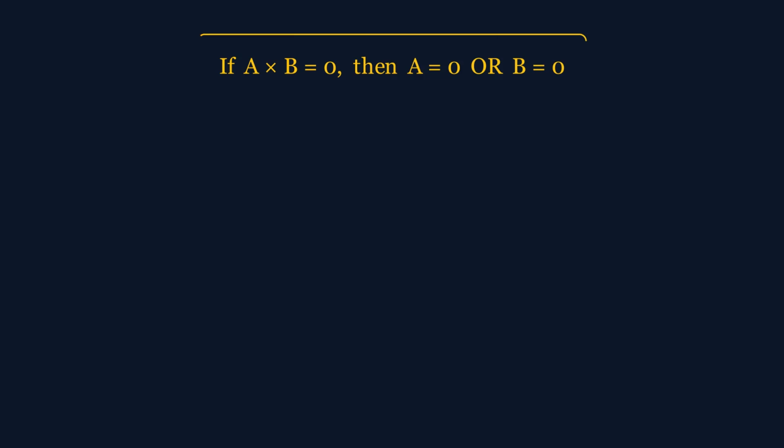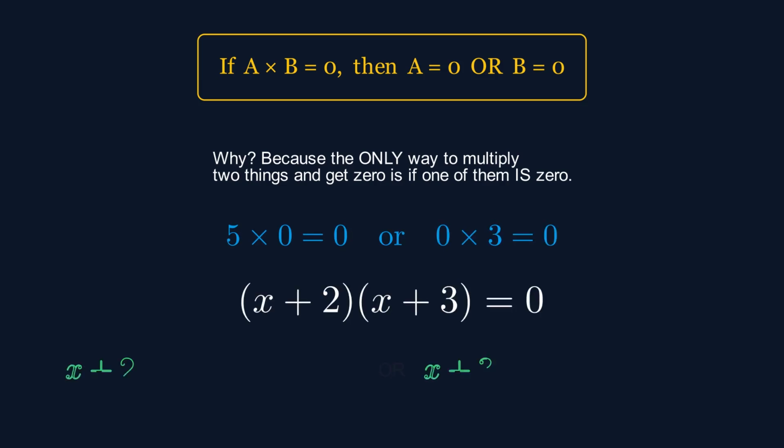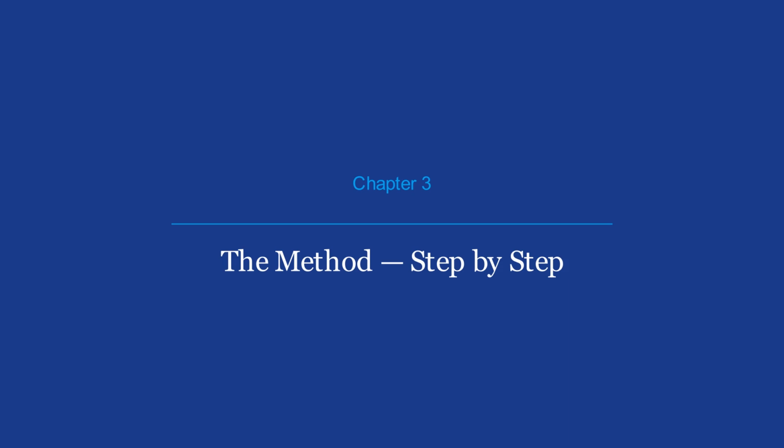Chapter 2, the zero product rule. This is the most important rule in this episode. If two things multiply to give 0, then at least one of them must be 0. If a times b equals 0, then a equals 0 or b equals 0. This is why we factorize. Once we have two brackets multiplying to give 0, we can find x instantly.